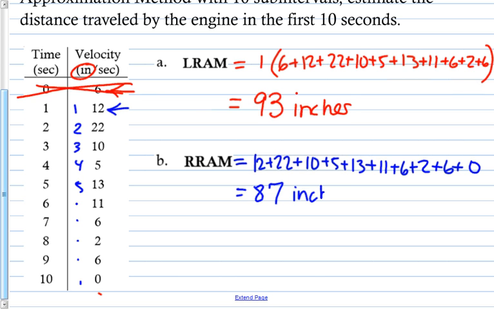So as you can see, LRAM in this case is most likely the overestimate and RRAM is the underestimate.